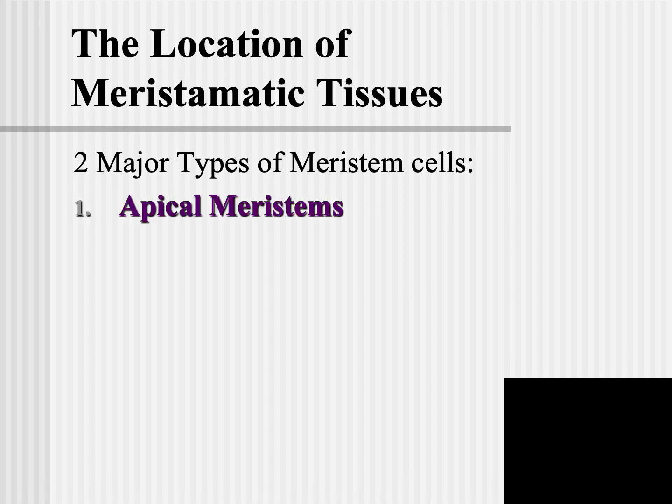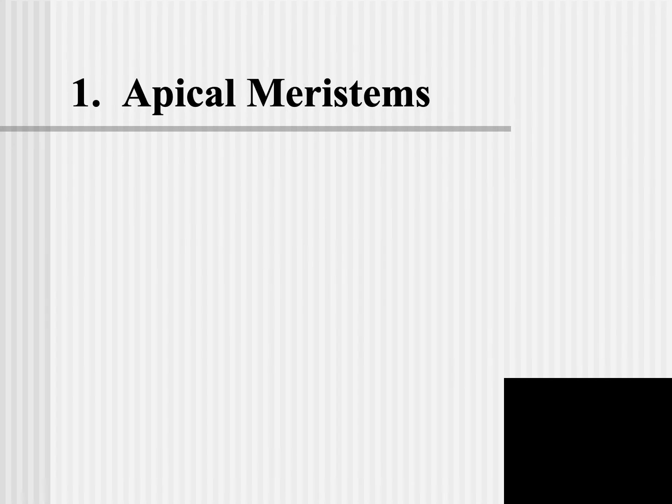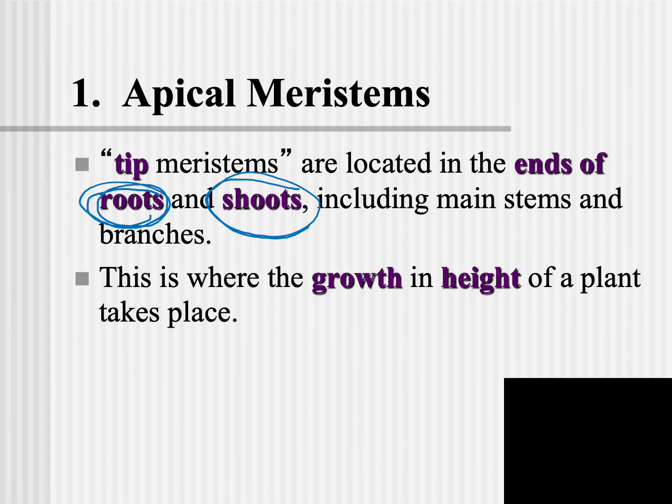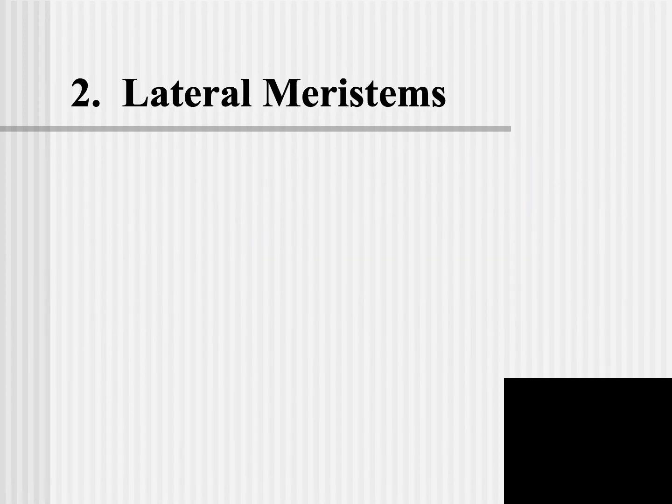The location of the meristem cells depends on the type of cell you're looking at. The apical meristems are at the tips, meaning at the bottom of the roots or in the roots, and at the top of the plant in the shoots. And when we say shoots, we mean the branches or the leaves. This is what would contribute to the growth and height of the plant. It's going to allow it to root better into the ground and grow taller in size.